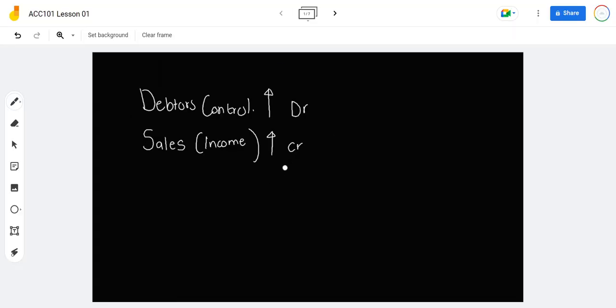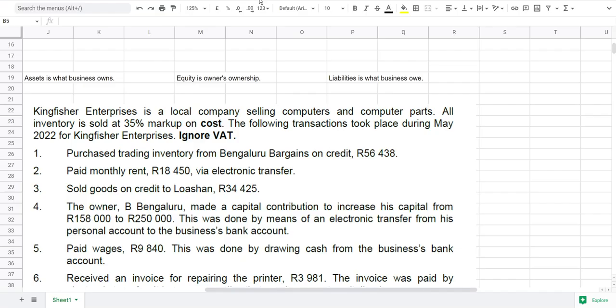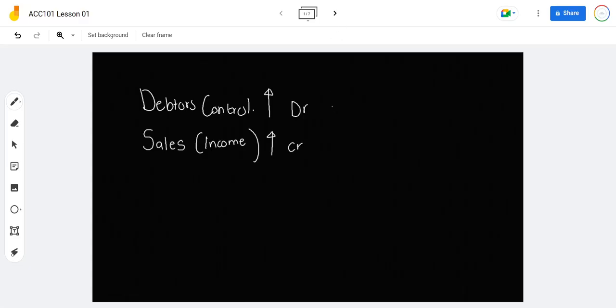Okay, so the debtors control is going to increase by how much? By 34,425. And then also the sales are going to increase by 34,425. I think we all know the sales account. When you prepare the income statement, you will start with the sales there.